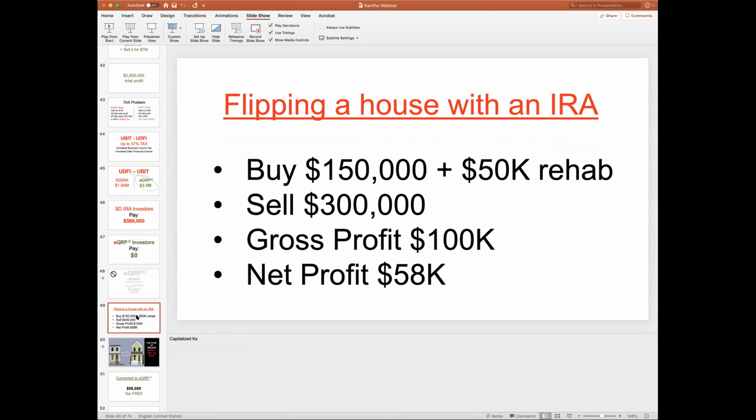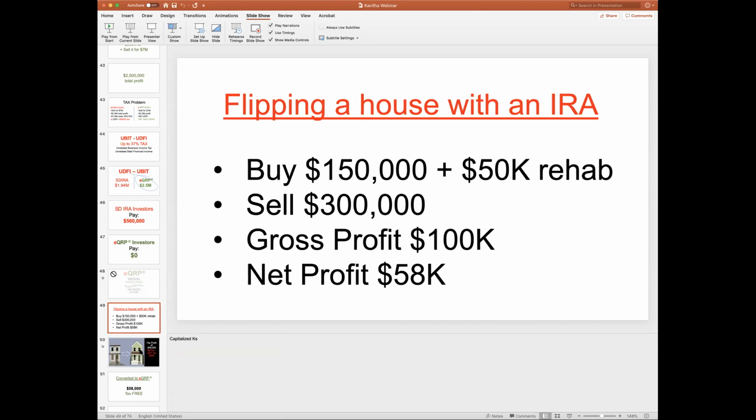Here's an example of one of our clients that came to us, and they said, we just bought a house a number of months ago, did a rehab on it. We sold it for $300,000, or we're in contract to sell it for $300,000. Here's the profit. Net profit's $58,000. I said, okay, well, what's the problem? They said, it's in our IRA. And I said, well, that is a problem. You're going to pay out of that $58,000. You're going to have a big tax bill.